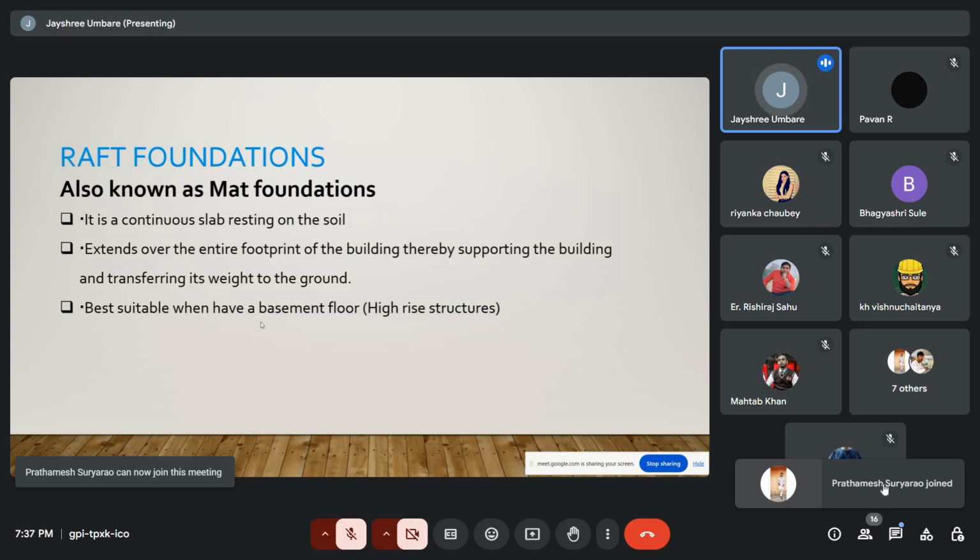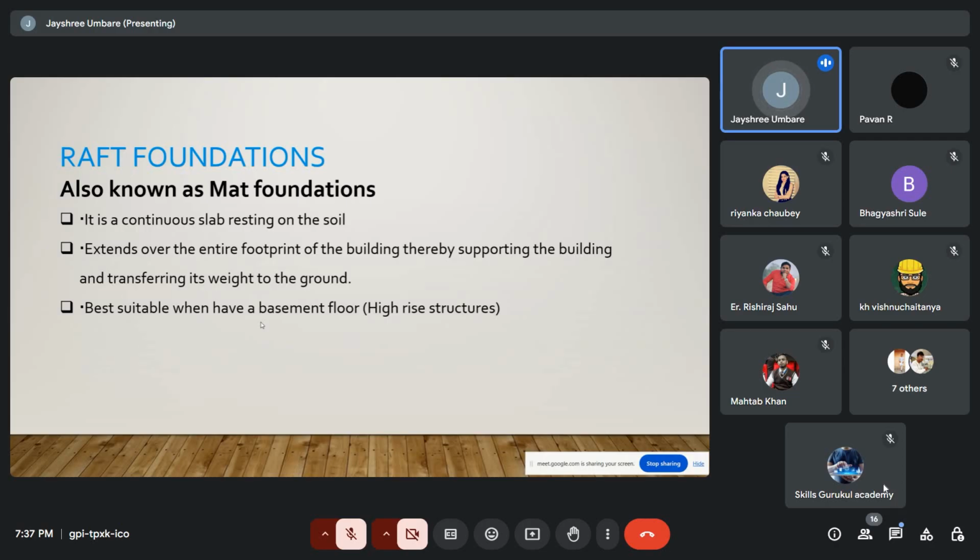First of all, we will see what is Raft Foundation. Raft foundations, also known as mat foundations, are a continuous slab resting on the soil, extending over the entire footprint. This is best suited when there is a basement floor or high-rise structures. Generally, it is used where soft soil is present and we don't want to provide pile foundations. We don't want to go deeper in the soil, so this type of shallow foundation is used.